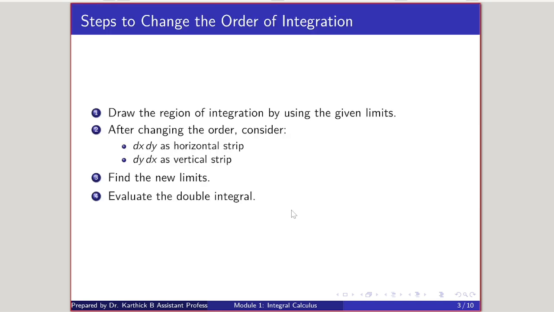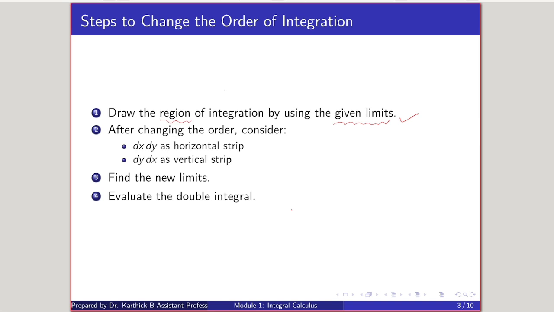So I have listed the steps to evaluate a double integral which comes under changing the order of integration. First thing, we want to draw a region by using the given limits. So we want to take out the given limits of x and y to draw a region. Then second step, we want to change the order of integration.